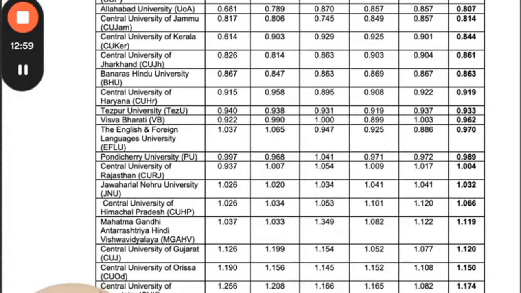Then you can see finally that around 0.857 is the composite reservation implementation index. What does that mean? It means that 85.7% of the reserved seats were filled, and 14.3% remained vacant. This number may be alarming to you all, but we should see the improvement here, because in 2015 this was around 79.1% and it has improved to 90.8%.